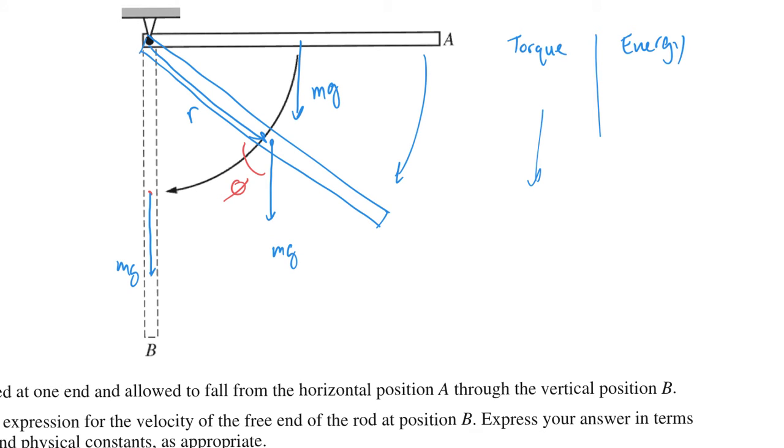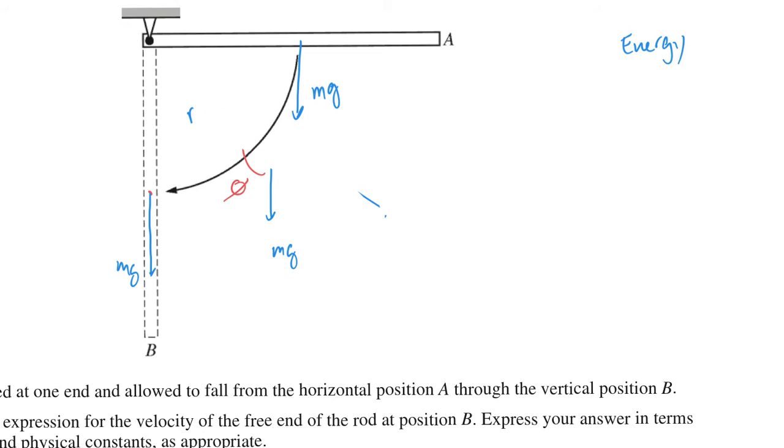So we're going to use energy. Energy works in this case because the torque isn't constant. A similar question would be like having an object roll down a ramp whose shape is curved. The acceleration would be different all the time, but we could still use energy to determine the velocity at the bottom. In this case, we can use energy to determine the velocity at the bottom.